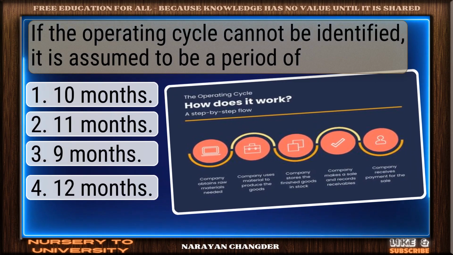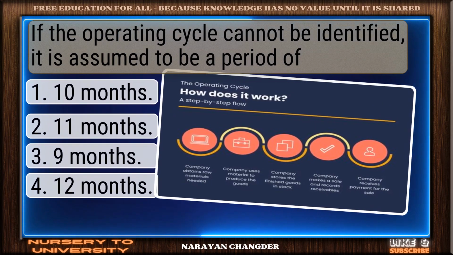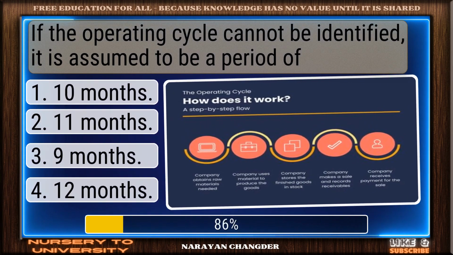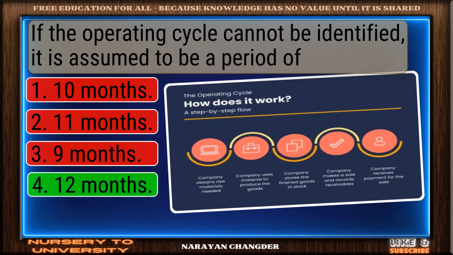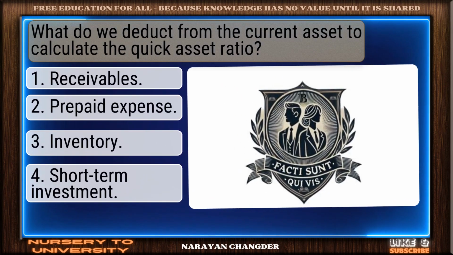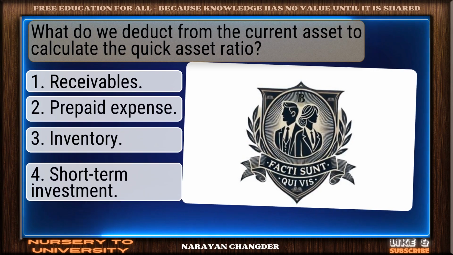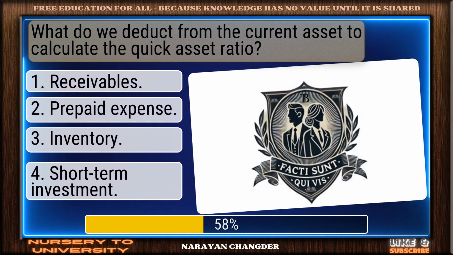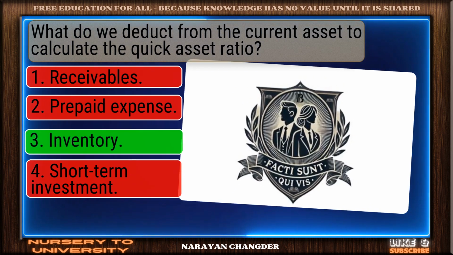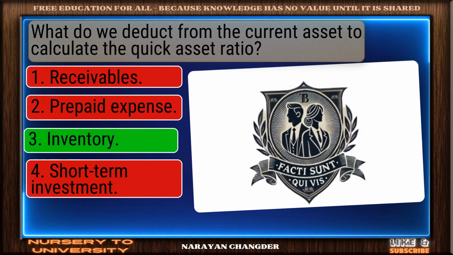If the operating cycle cannot be identified, it is assumed to be a period of. Great thinking. 12 months is the right choice. What do we deduct from the current asset to calculate the quick asset ratio? Clear logic. Your choice inventory is sound and 100% true.